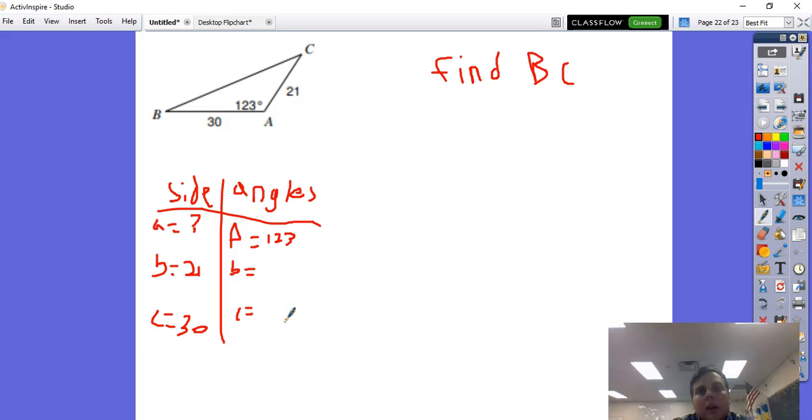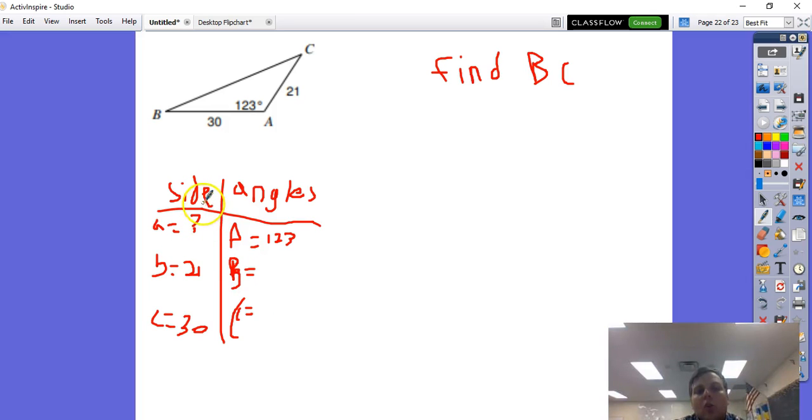Let me ask you this question. Do you have a pair of opposites? That was what was necessary to use the law of sines. Look here, do you have a pair of opposites? I do not know little a, I know capital A, but I don't know little a. I know little b, but I don't know what should be big B. I know little c, but I do not know what should be big C. So you'd say, no, we don't have a pair of opposites, so we cannot use the law of sines. This is where the law of cosines comes into play.